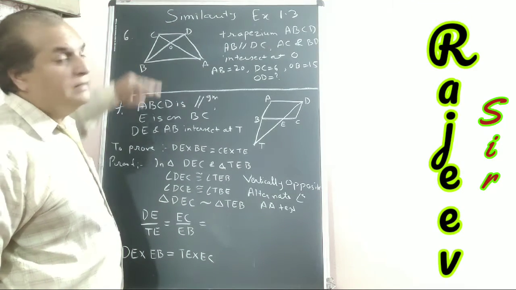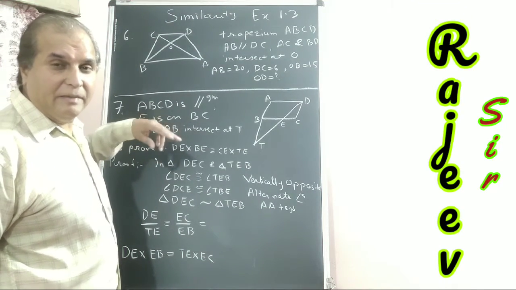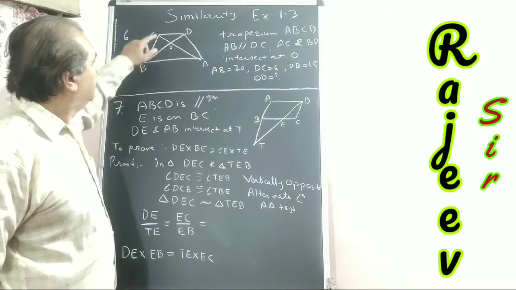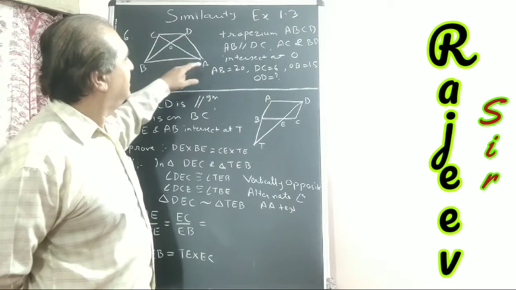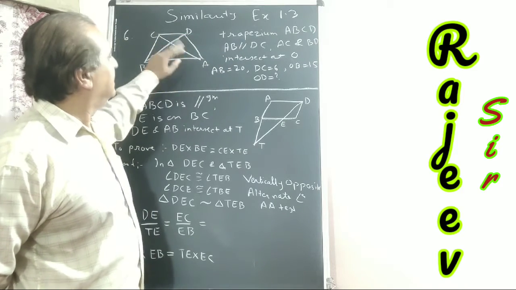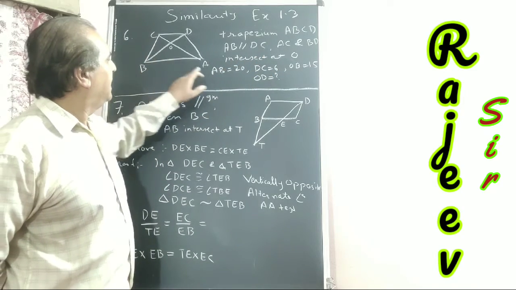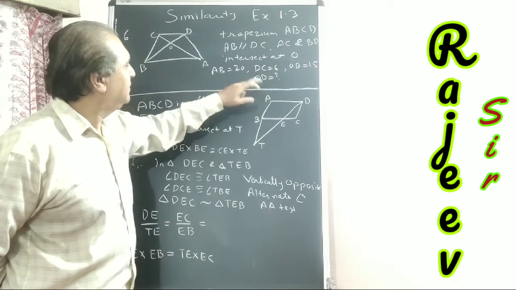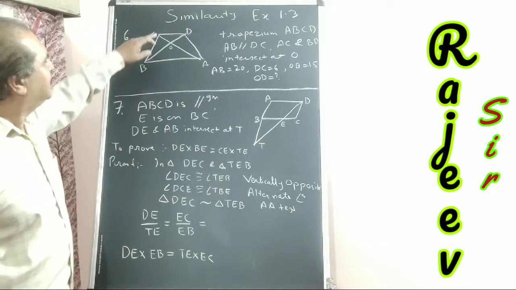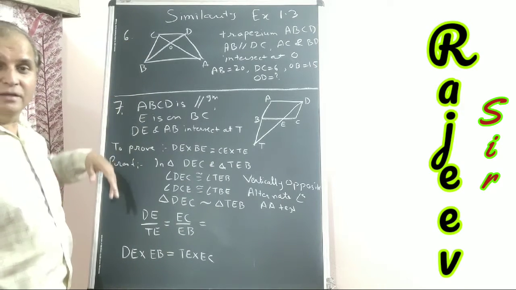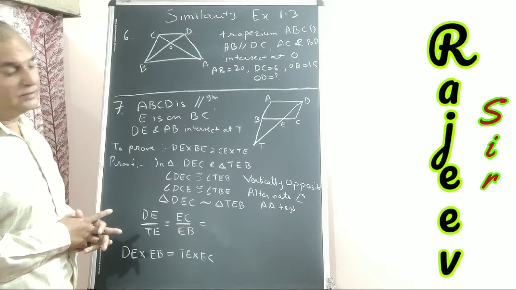The sum number 6. It's the same as sum number 5. Trapezium ABCD, AB parallel to DC. AC and BD intersect at O. AB is 20, DC is 6, OB is 15. You have to find OD. So same way, I am giving you a hint. You have to do it for homework.